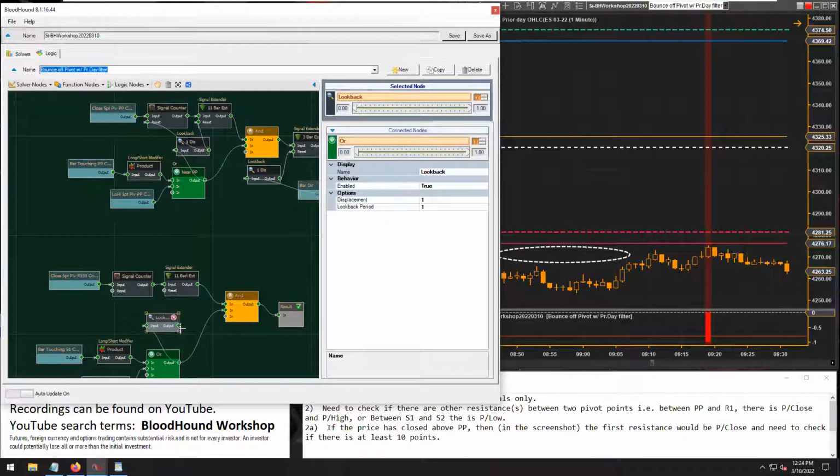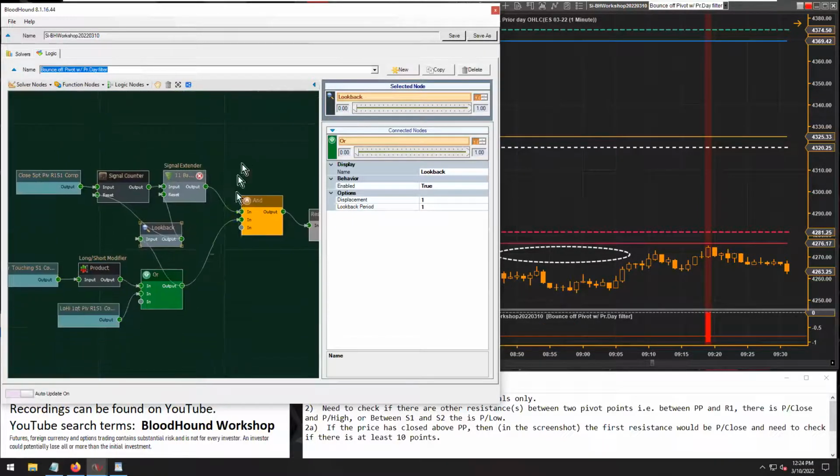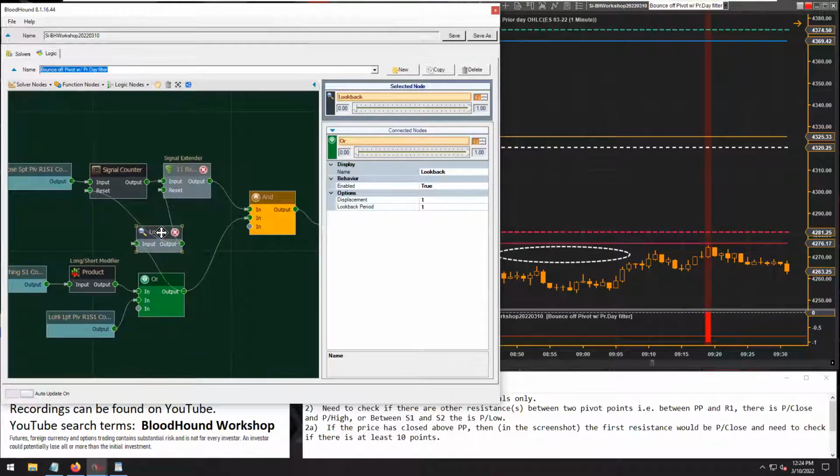Connect that into the resets. There we go. Right. There's our touch signal, right? Resetting those two function nodes. Let's name this. There we go. All right, so that's our look back node, providing a 1 bar delay. Right, so resetting our function nodes 1 bar later.